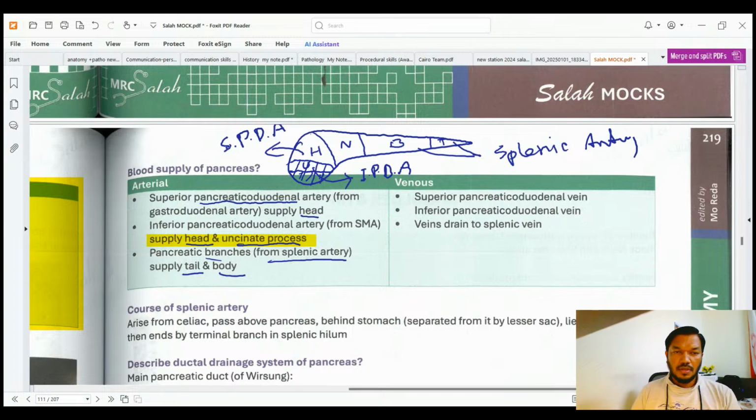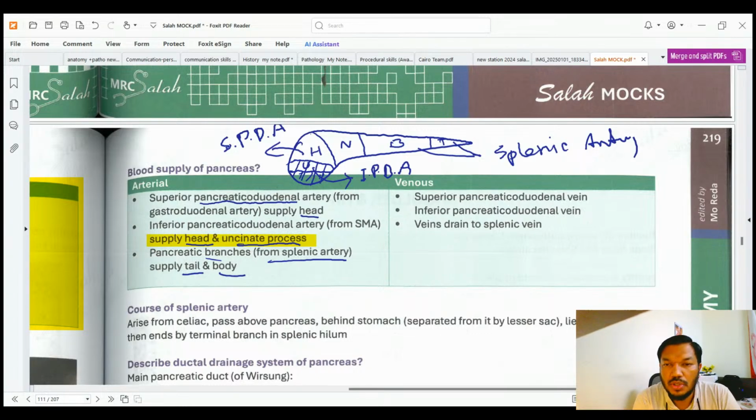Again, the arterial supply. The superior pancreaticoduodenal artery from the gastroduodenal artery supplies the head. The inferior pancreaticoduodenal artery comes from the superior mesenteric artery and supplies the head and uncinate process. Pancreatic branches from the splenic artery supply the tail and body.